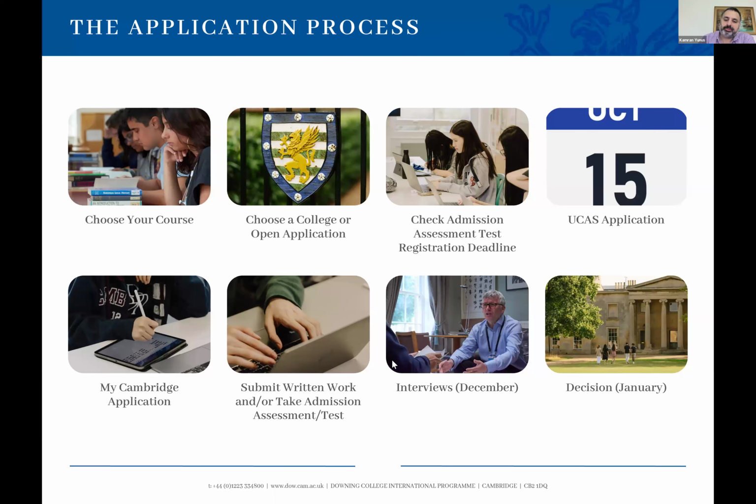Now, it's around the end of November. This is when we've received all your applications. We've had time to review them, and we will make decisions about which ones we're going to invite for interviews. And the interviews take place in the first two weeks of December, and the outcome of the application is announced at the end of January. So hopefully what I've done in this slide is gone through the steps you need to think about, but I've also hopefully highlighted the timelines involved in your application being processed.